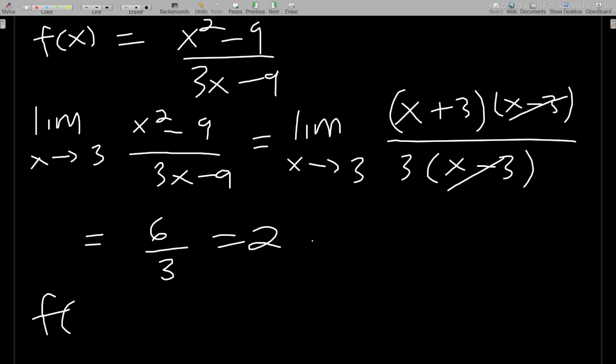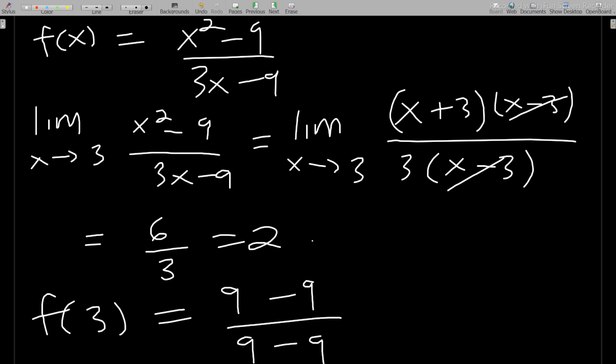So f of 3 will now be equal to 3 squared, which is 9, minus 9, which is 0, over 3 times 3, which is also 9 minus 9. This is equal to 0 over 0, and this is undefined. Undefined means that it does not exist. Sorry, it's not a limit actually, it's the function evaluated at the point 3. I'm really sorry for that. So f of 3 does not actually exist. So what we can do is, let's try to remove it at the point x equals 3 and see if indeed this will work.